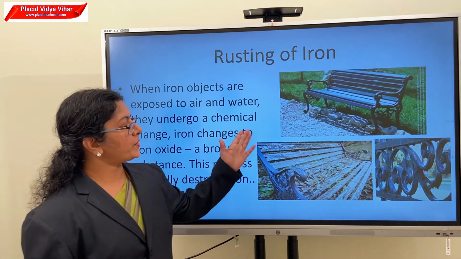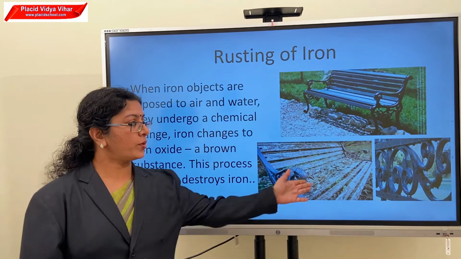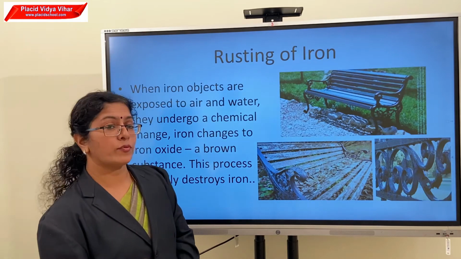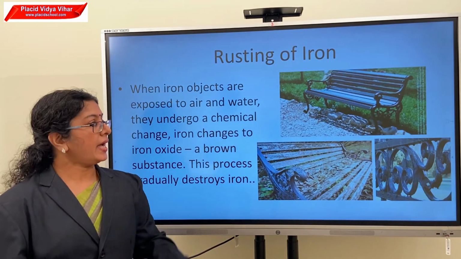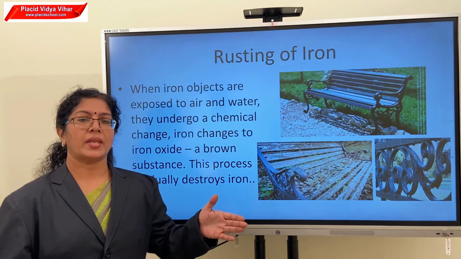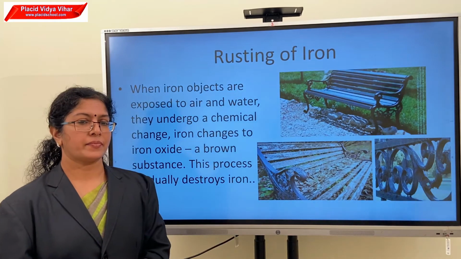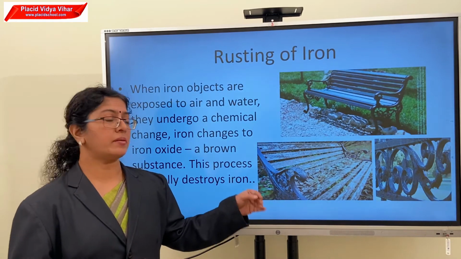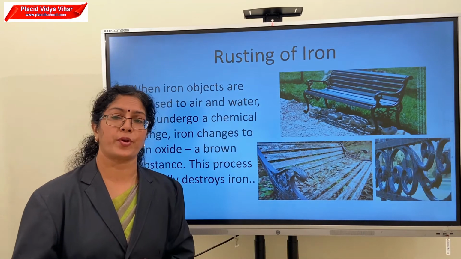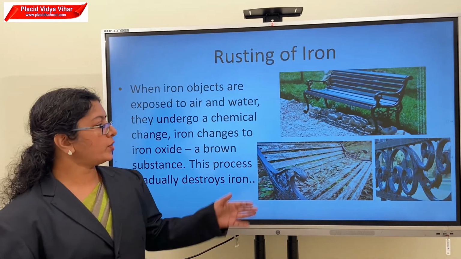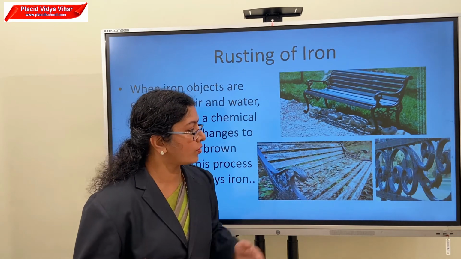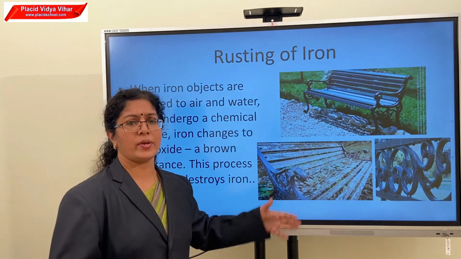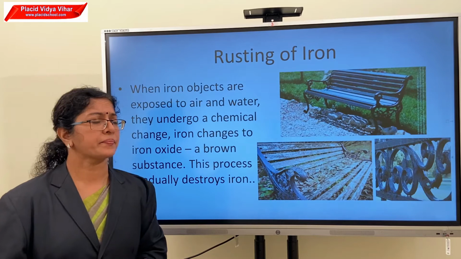See this. What you see here is a park bench or grill exposed to the atmosphere, exposed to air and water continuously. And it undergoes a change, chemical in nature, which destroys or damages it after years, making it useless if not properly maintained. You can notice a brown substance got attached over this. What is the formation of this brown substance? How does it damage these iron objects?